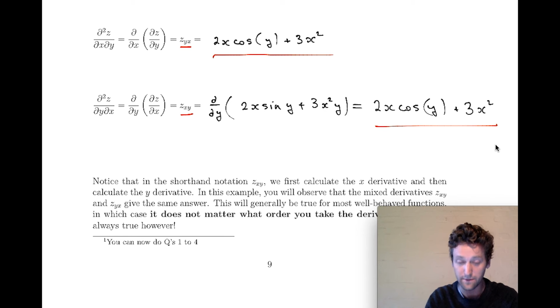Now, what you're going to find is that for most well-behaved functions, that's always the case. That if you have a mixed derivative, it doesn't matter what order you take the derivatives in. However, that's not always going to be true, and especially for functions that are discontinuous or otherwise not well behaved, the order of the derivatives does matter. But for most purposes, and certainly for most purposes in this course, mixed derivatives can be taken in any order.